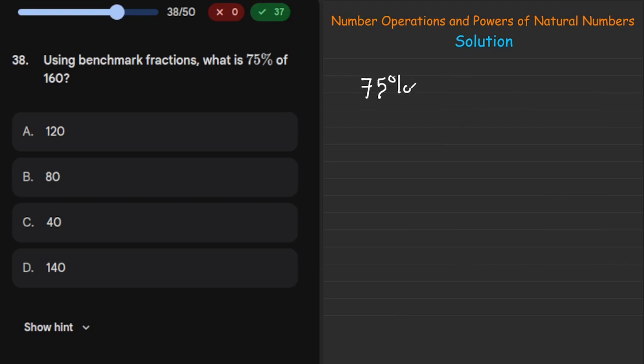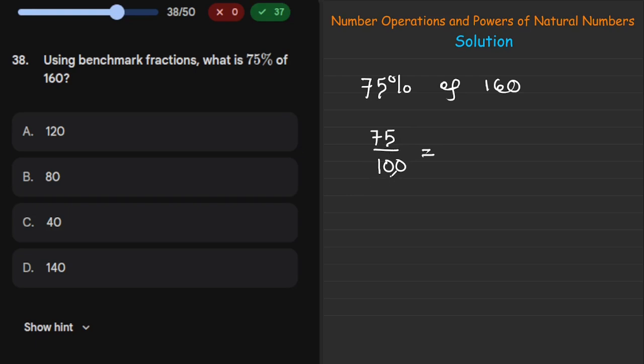What is 75% of 160? And it actually says you should use benchmark fractions. So if it was objectives, just as we are doing now, you can just solve anyhow and then get your answer and move on. But if it is subjective, it specifically says you should use benchmark fractions. So what it simply means is you rewrite this as a fraction.